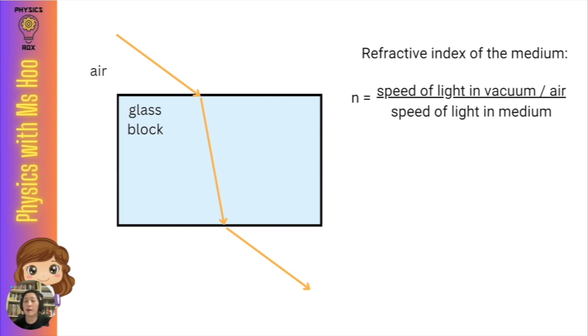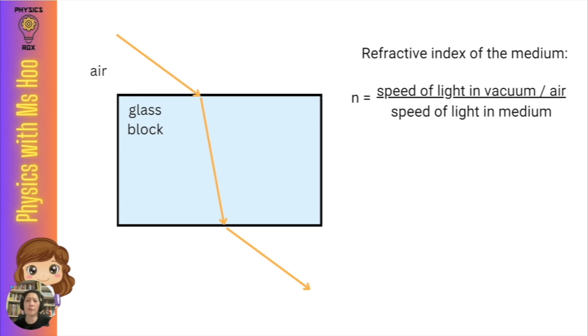If you are wondering, can we compare the refractive index of one medium to another, like from glass to water, or comparing water to oil, for example? It is possible, but that's not something we learn at IGCSE level. That's something you will learn at higher levels. So for now, at IGCSE level, we just focus on comparing the medium against air. So that's why the formula here, as you can see, is the speed of light in vacuum or air divided by the speed of light in medium.